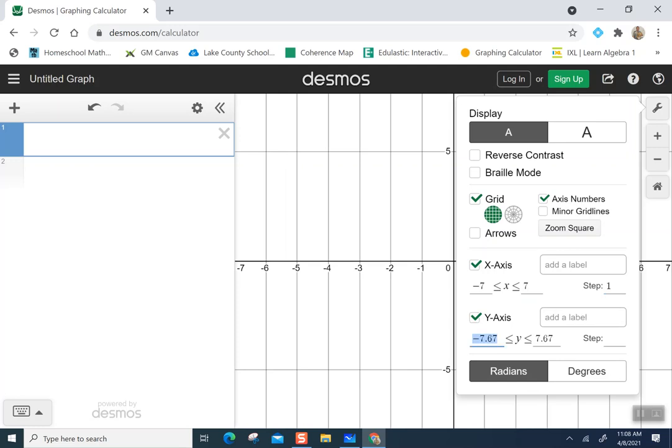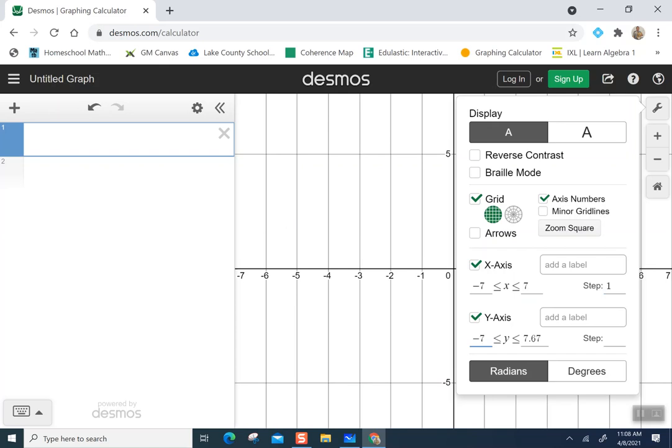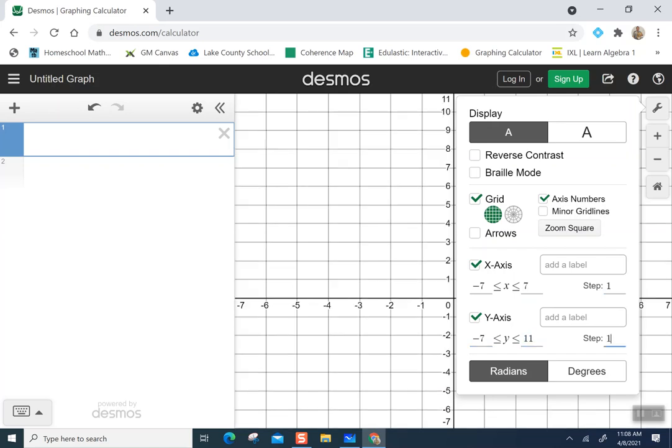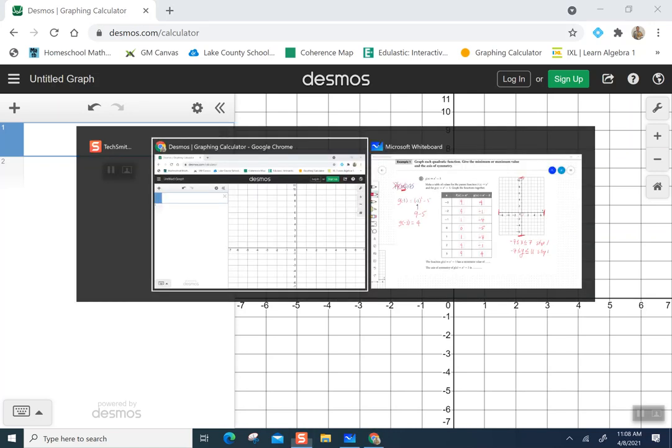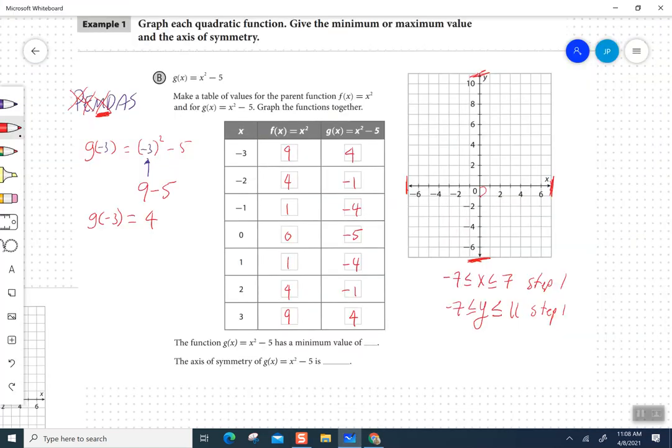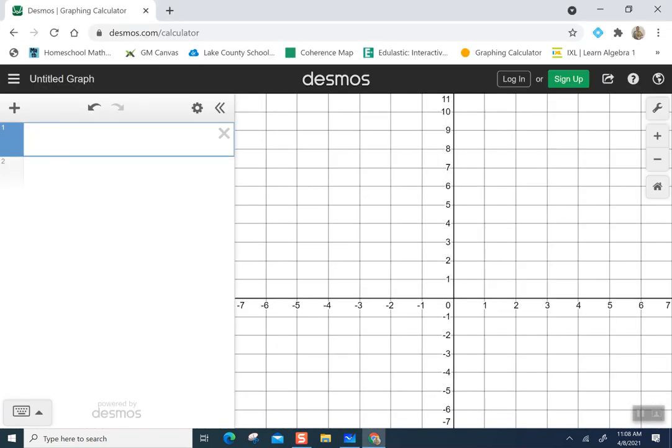Now, for this one, I wanted to do -7 all the way to 11 with steps of 1. And when I'm done, the graph should look pretty similar to each other. Okay, now I'm ready to start with my first set of tables. So the tables of my parent graph are as follows.